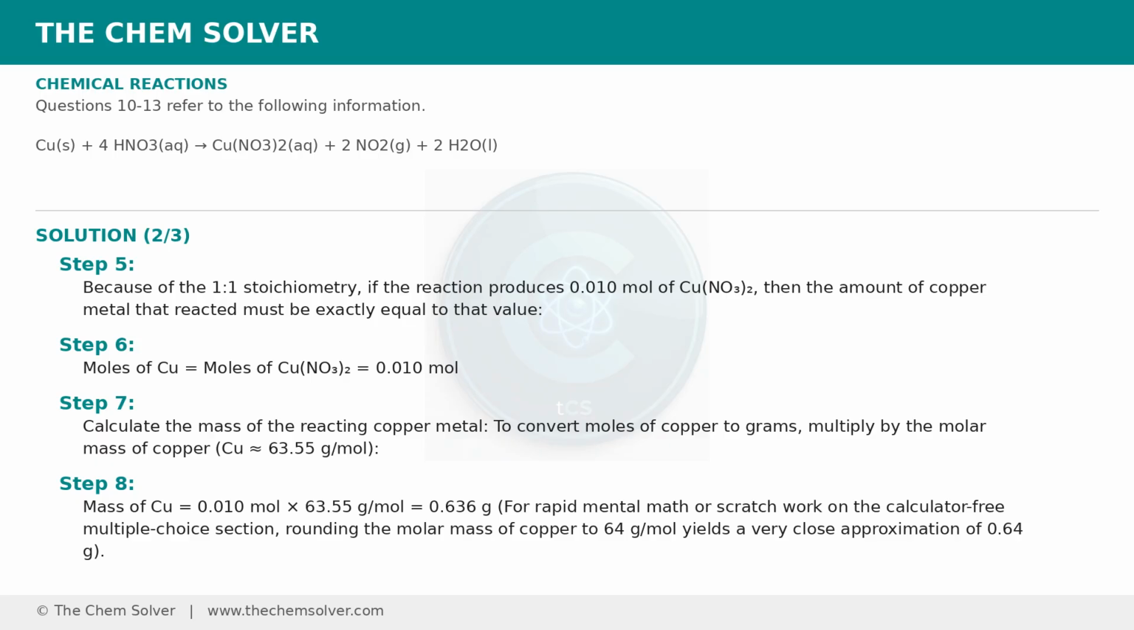For rapid mental math or scratch work on the calculator-free multiple choice section, rounding the molar mass of copper to 64 grams per mole yields a very close approximation of 0.64 grams.